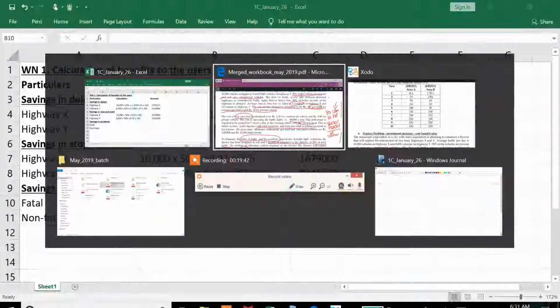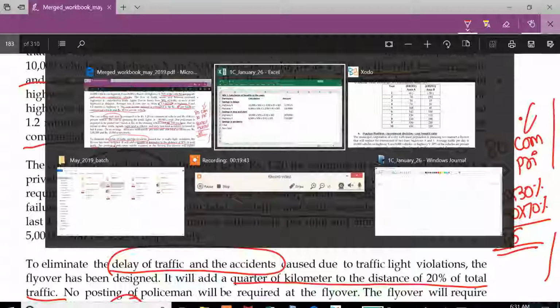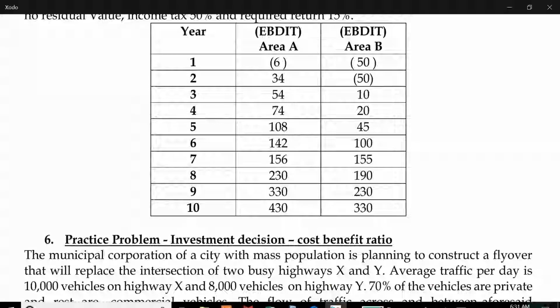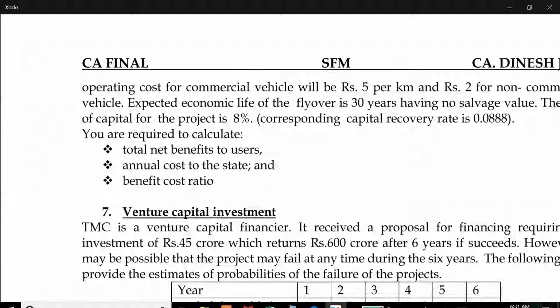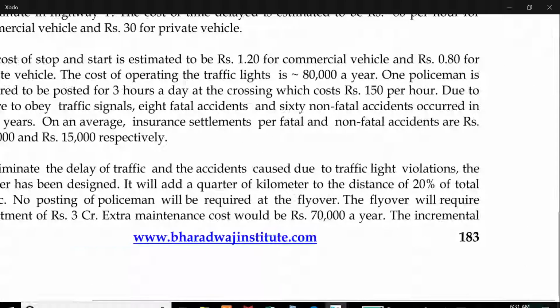That will come in the second part because policeman is part of the cost to the state. They have given two parts to the question. The first part says total net benefit to the user, annual cost to the state. So policeman will go to the state side. Saving or cost will go there. So the traffic lights, maintenance, all will go to the annual cost to the state side. From a user point of view, only 4 things.